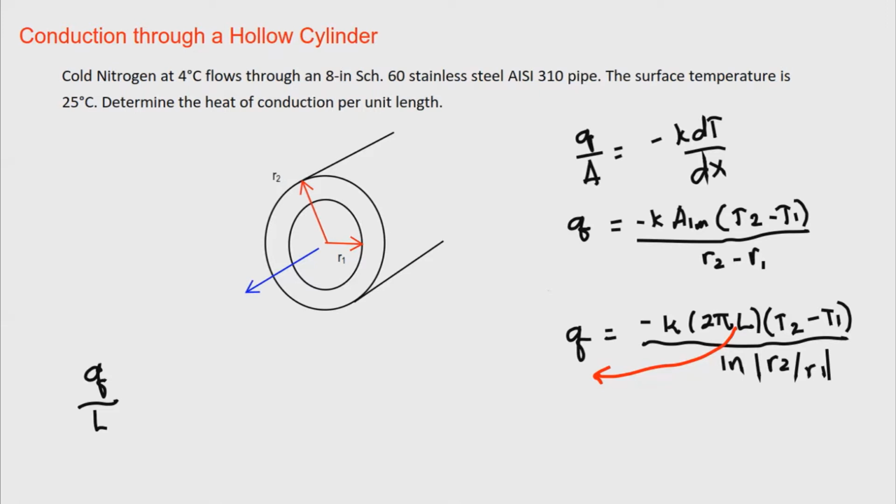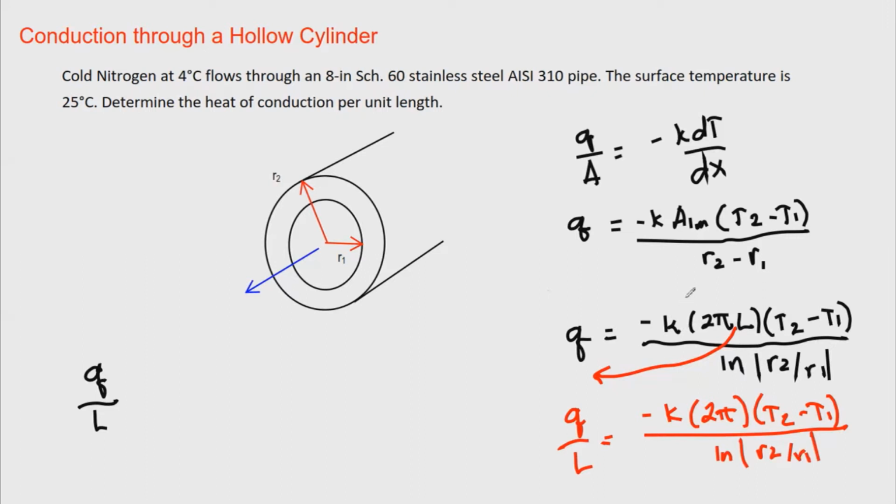So when we move it, our final equation would be Q over L equals negative K multiplied by 2 pi, the difference in temperature, and the radii. We'll be using this formula to find our Q over L, and that's fairly easy. But the only thing that we need to determine is the radius or the radii for this figure.